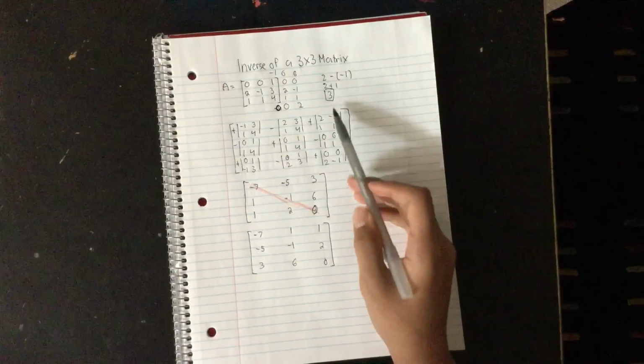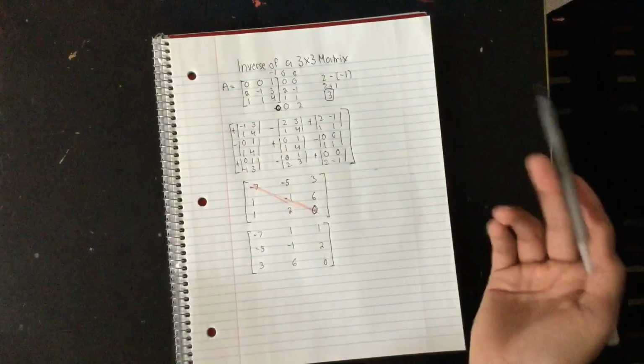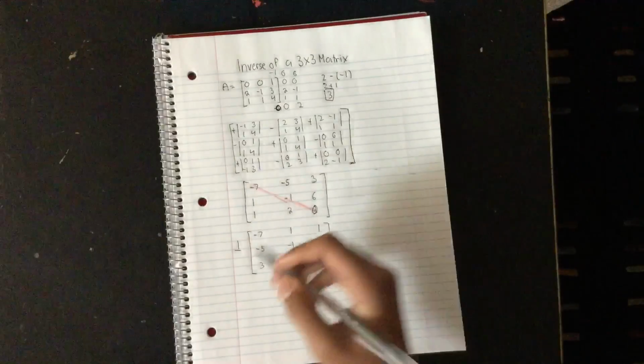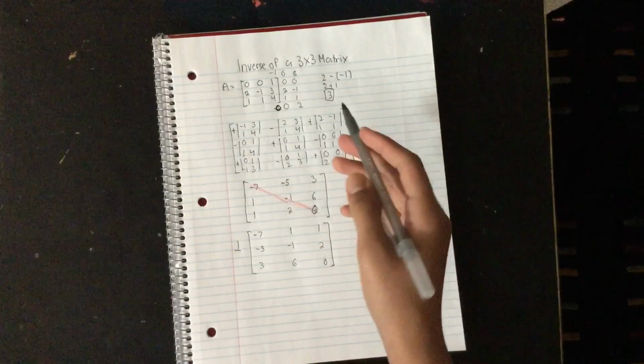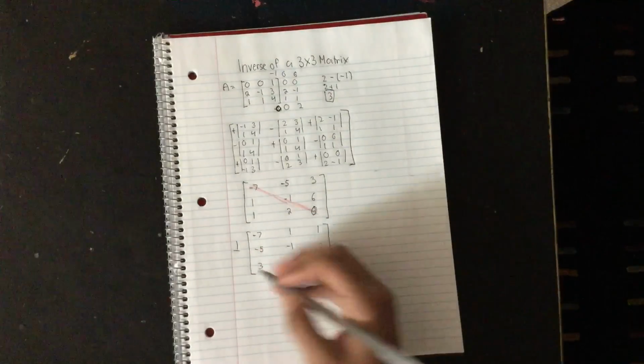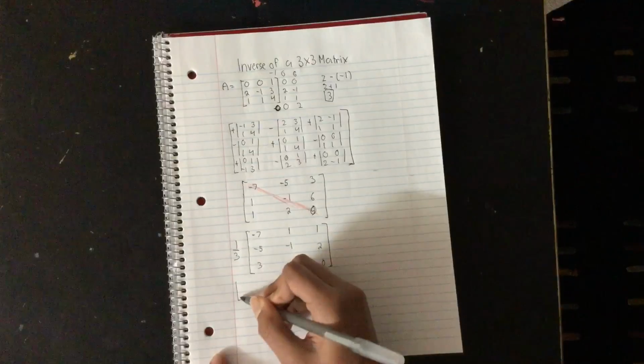I told you guys that we're going to be using this determinant at some point. So now what we're going to do is multiply by 1 over something, and that something is going to be our determinant. So after you reflect, you're just going to multiply by 1 over your determinant, and then you're going to have your finished inverse matrix.